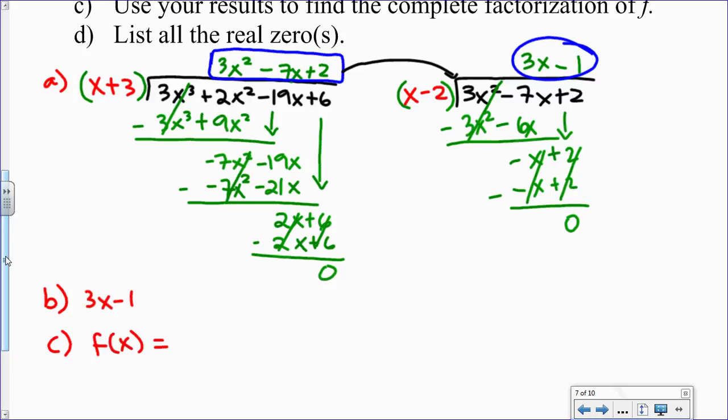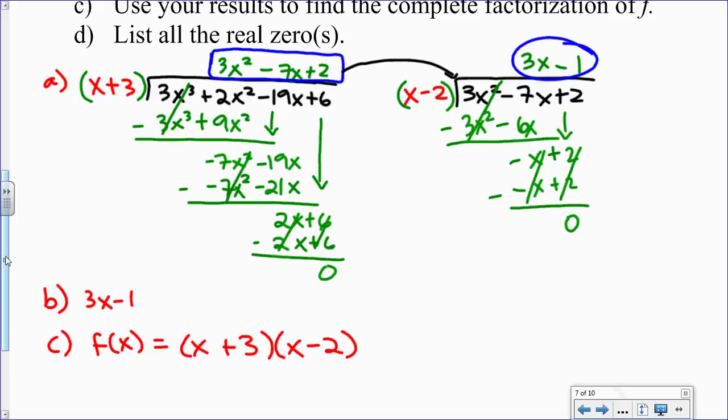Well, it's x cubed, first of all. So how many factors do I think we have? 3. Okay. Well, a lot of you were saying 2. So what were 2 of them? X plus 3 and x minus 2.